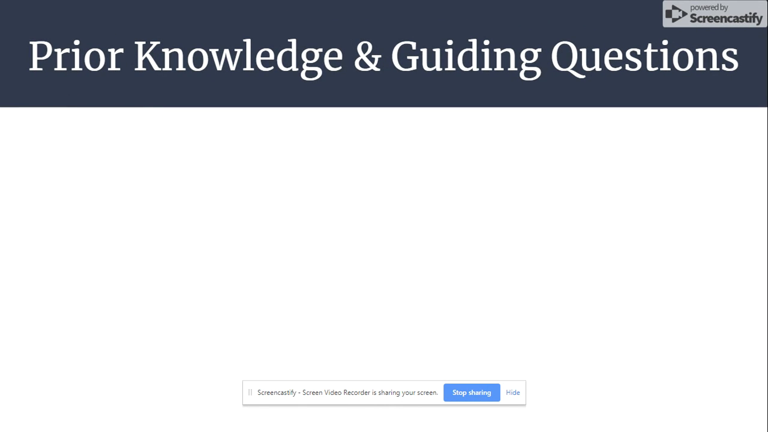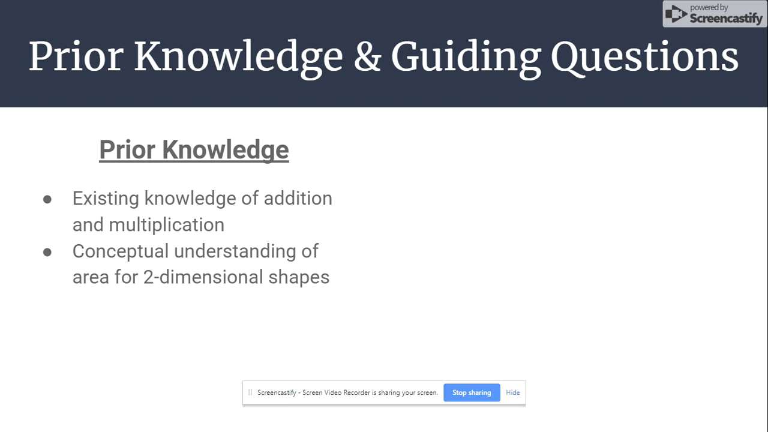So beginning with the engagement phase, you have to activate students' prior knowledge. They're going to need to have an existing knowledge of addition and multiplication. They're going to need to have a conceptual understanding of area, which is for two dimensions. Volume takes it to the third dimension.